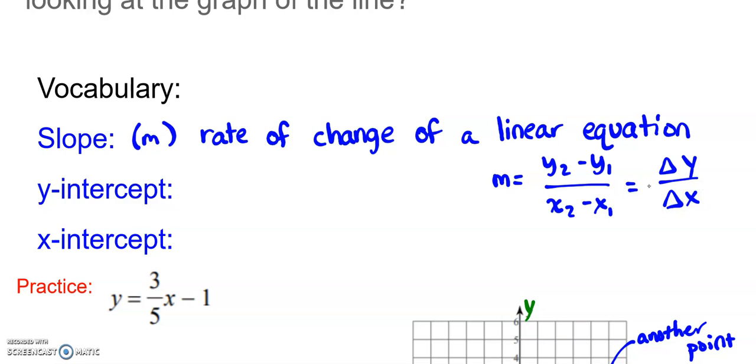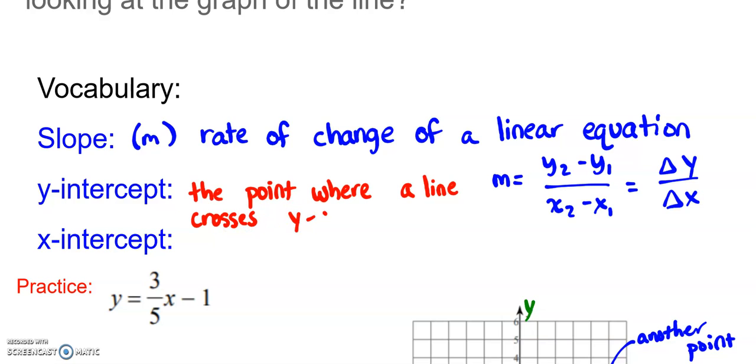It's basically how the two variables change, okay? The y-intercept is the point where a line or curve or anything crosses the y-axis, and it will always be at 0, some number. It's always going to be the case. And then the x-intercept is basically the same thing.